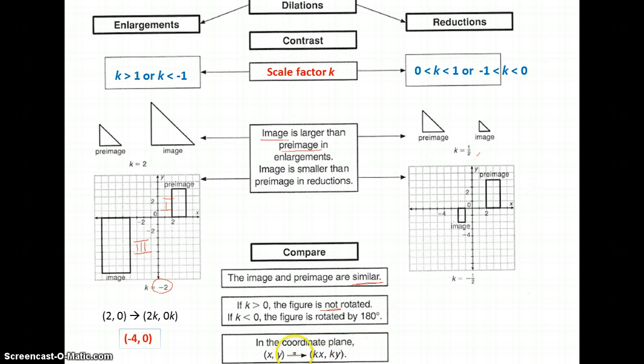In the coordinate plane, mathematically, you're going to take your x and y coordinate, and you're going to multiply each coordinate by that scale factor k. And this is what we did here in order to get our new point, that -4, from before.